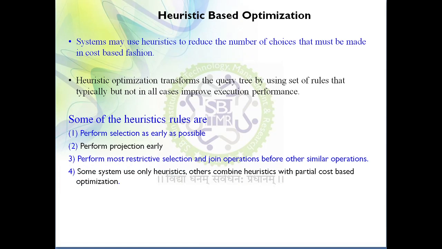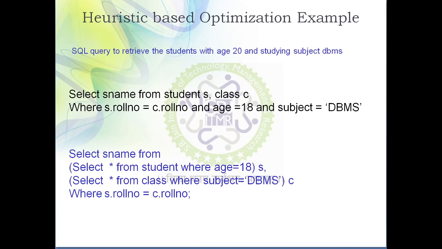Now I hope you understand how heuristic based optimization works. I also want to clarify that nowadays most databases make use of an optimizer which is a combination of both cost based as well as heuristic based.